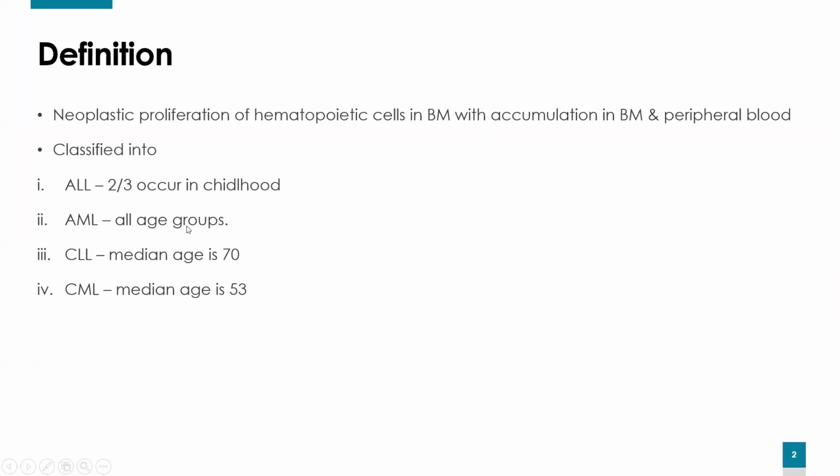AML, this could occur in anyone. In fact, most of these diseases, they're not textbook-like, could occur in anyone, but what you usually say in prevalence is that it's most common in a particular age group. So you'll find ALL mostly in kids. AML, mostly adults, but could occur at any age. CLL is usually in very old patients. You will probably never see this in the ward. CML, median age of 53, male prevalence again.